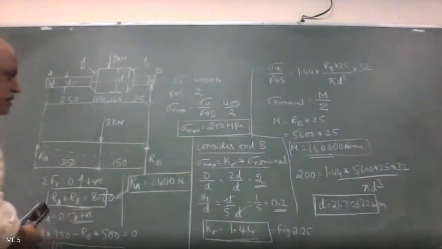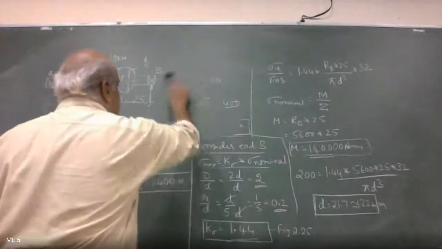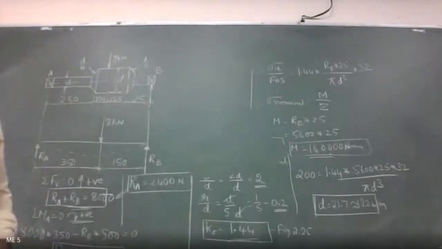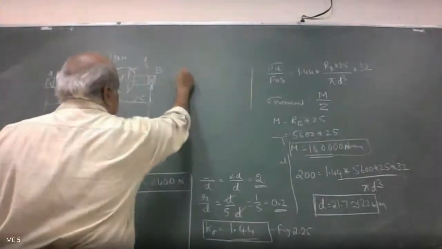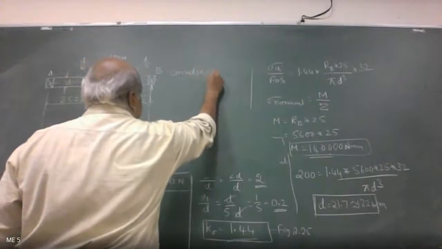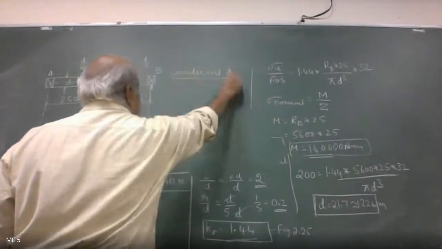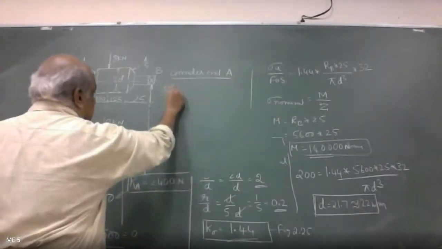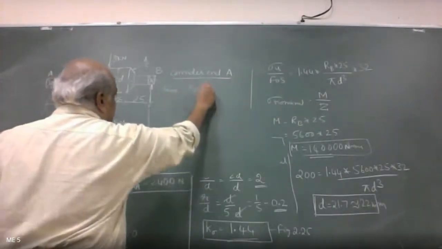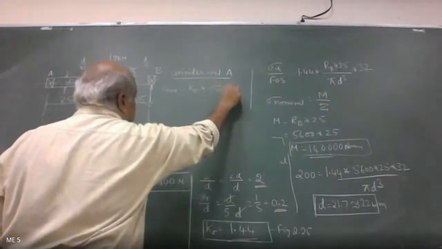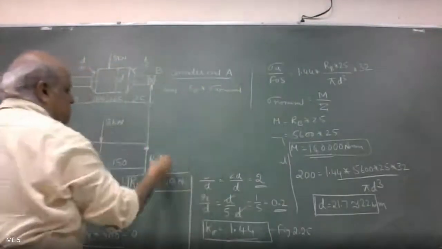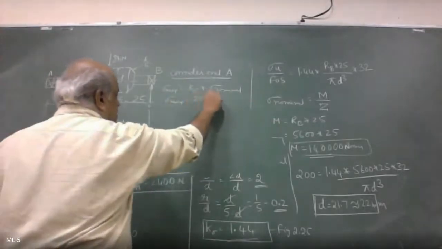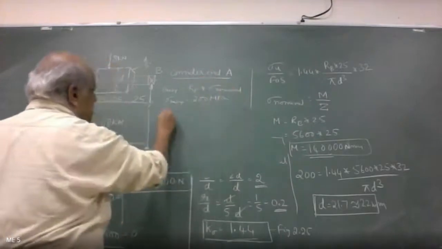Now, similarly, we need to go for end A. So how to go for it? Consider end A now. Again sigma max is equal to K sigma into sigma nominal. Sigma max, it is 200 megapascal, that we have already found out. Find out the K sigma value.